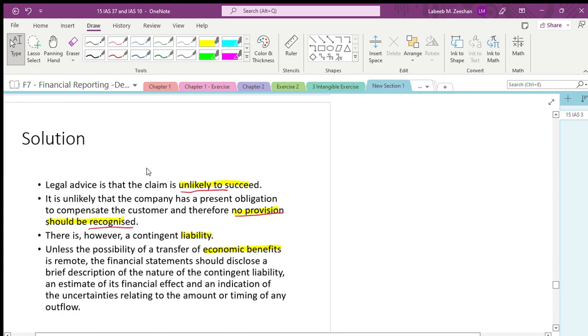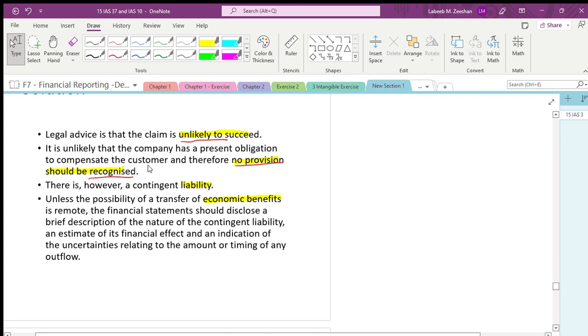That's the simple thing. It means that if legal advice is that it is unlikely to succeed, no provision should be recognized, and this is however a contingent liability, and the possibility of transfer of economic benefits is remote. Definitely, if it is not going to be successful, in what sense can we create a provision for that type of transactions?